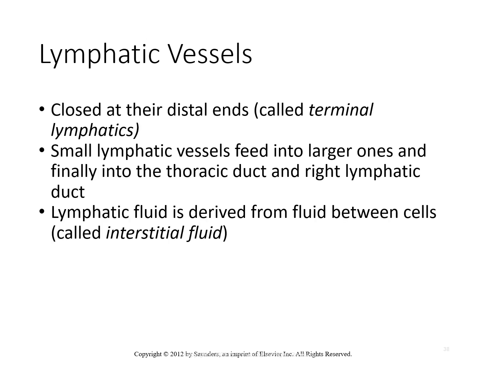Lymphatic vessels are closed at their distal ends, called terminal lymphatics. There are small lymphatic vessels that feed into larger ones, and then finally into the thoracic duct, and then that goes into the right lymphatic duct as well. The lymphatic fluid is derived from fluid between cells called interstitial fluid.